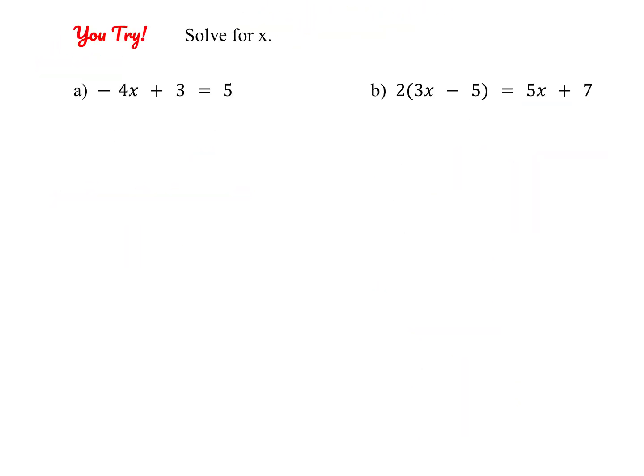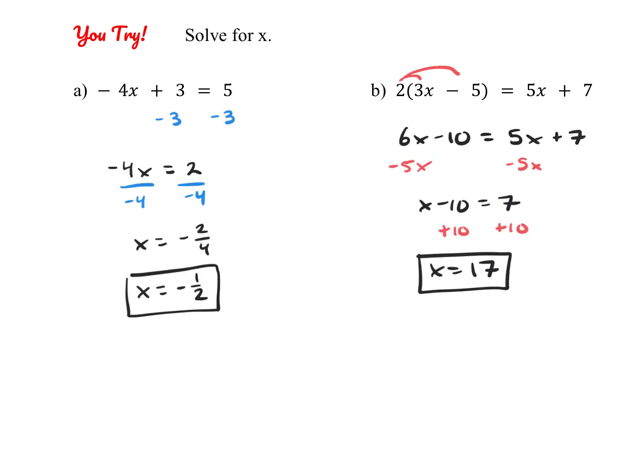All right, go ahead and pause the video and give these two a try on your own. Okay, go ahead and check your work here. You can subtract 3 from both sides, then divide by negative 4. Make sure you simplify to get your final answer. Then for part B, you need to distribute first, then move your x's to the same side. So I subtracted 5x from both sides and then finished solving to get x equals 17.